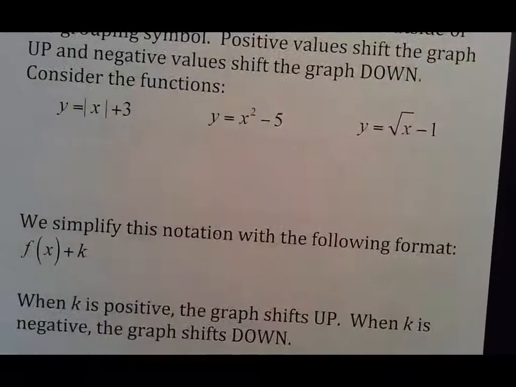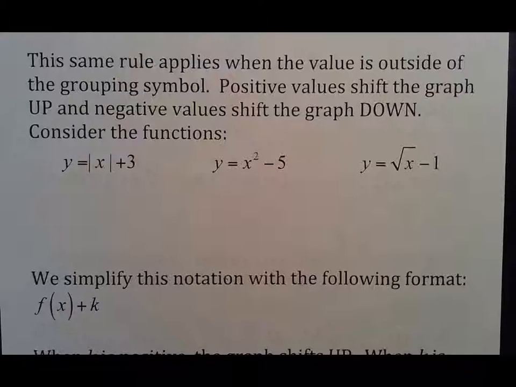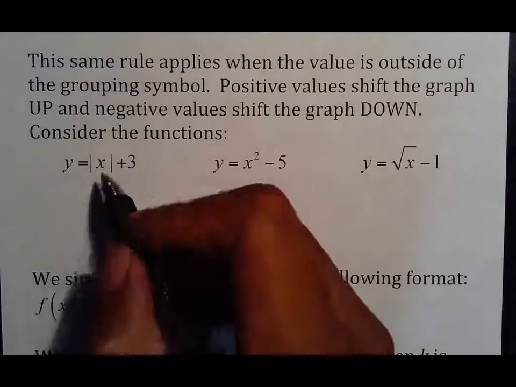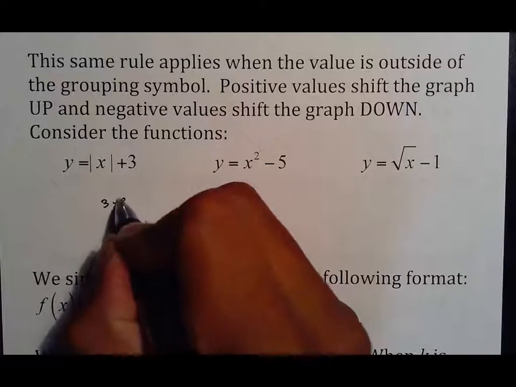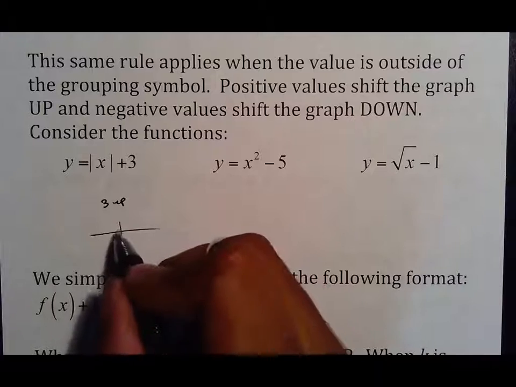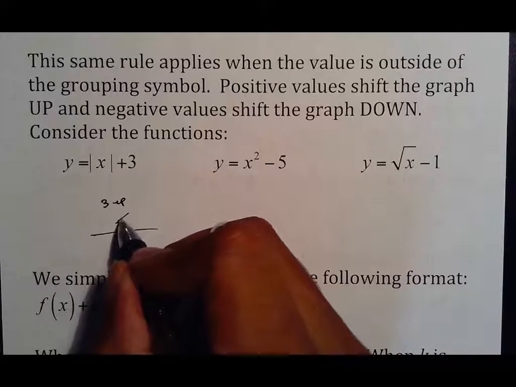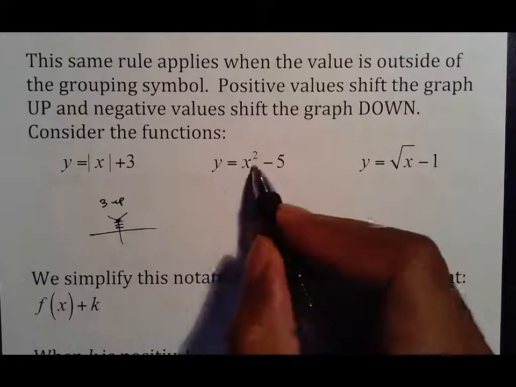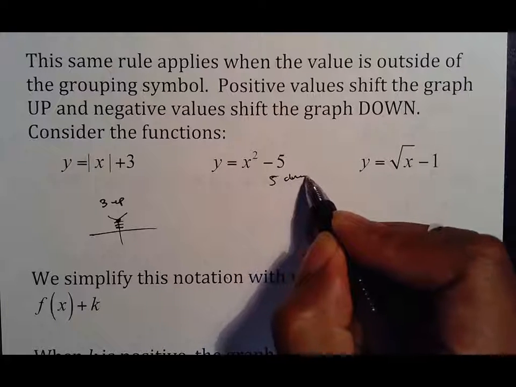The same thing applies when you are outside the grouping symbol. So this would be move 3 up. It would be that same graph generally, just move 3 up. So that would be it. This would be the same graph, but that would move 5 down.